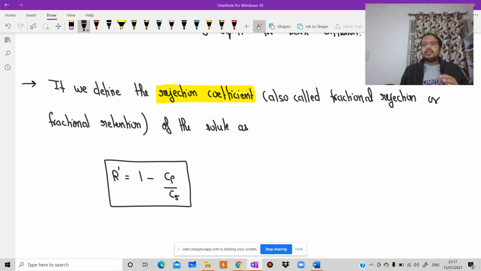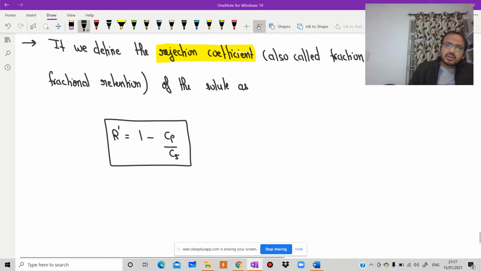And please, there should be no need of any confusion. In some books, here I took Nw by rho, Nw by density, and in some books they use JW. Both things are the same, but please take care of units. That's why everywhere I wrote the unit also. R prime is equal to 1 minus Cp by Cs. That is the rejection coefficient. Cp you already know, Cs you already know.